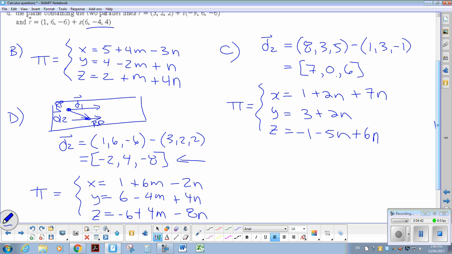So very, very similar. They're related to each other, obviously, because they're the same question. Just a couple of tips that you can find that second direction vector even with two parallel lines by using those reference points.